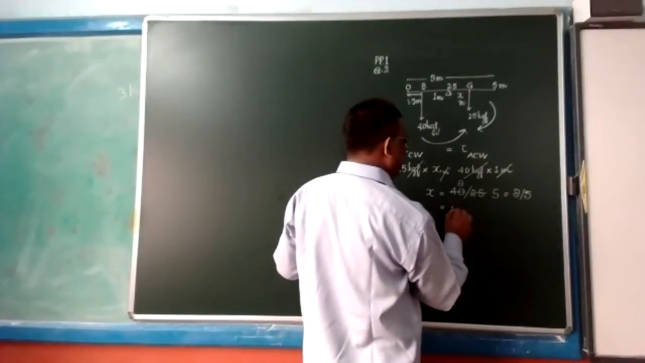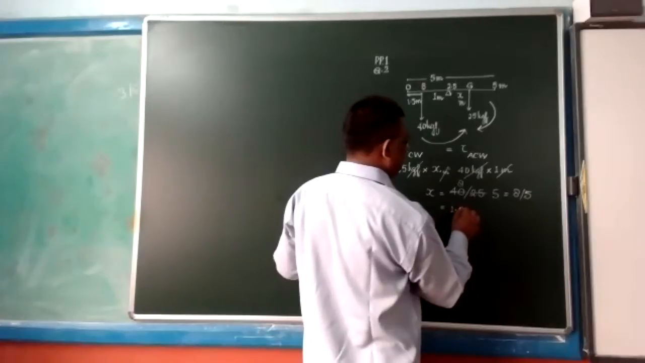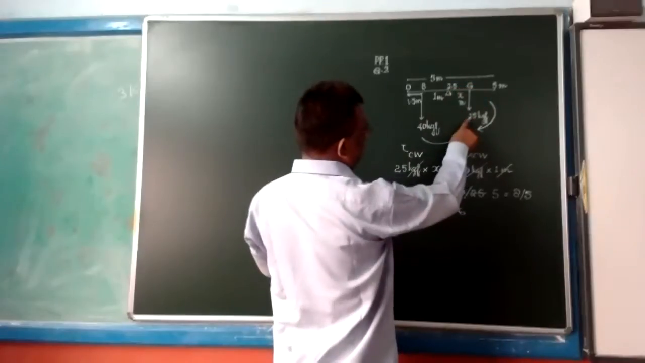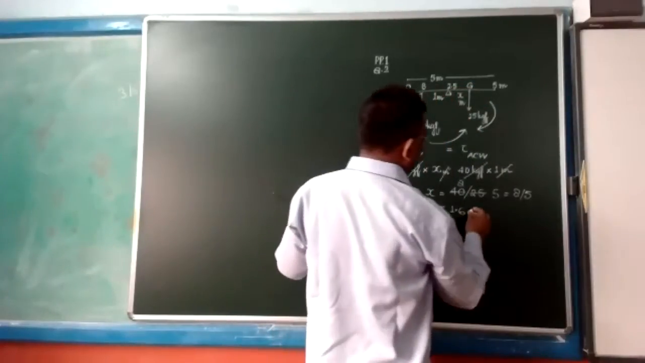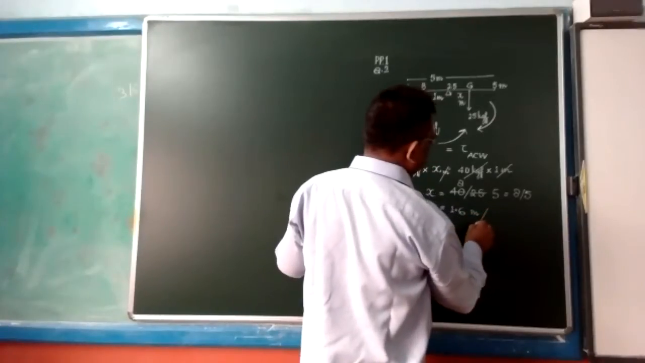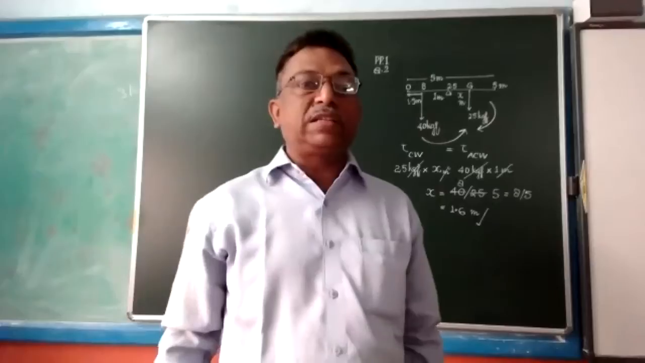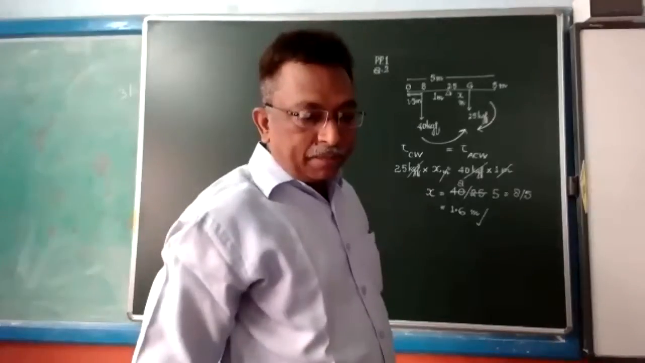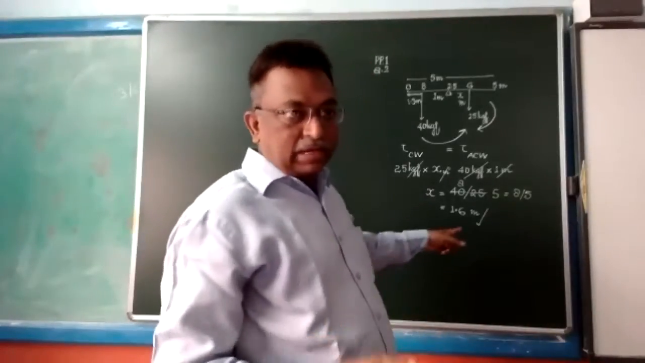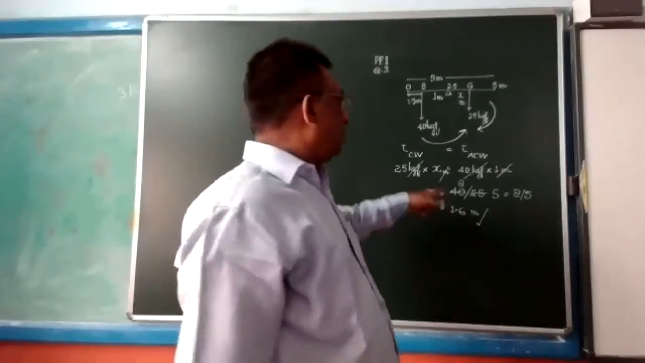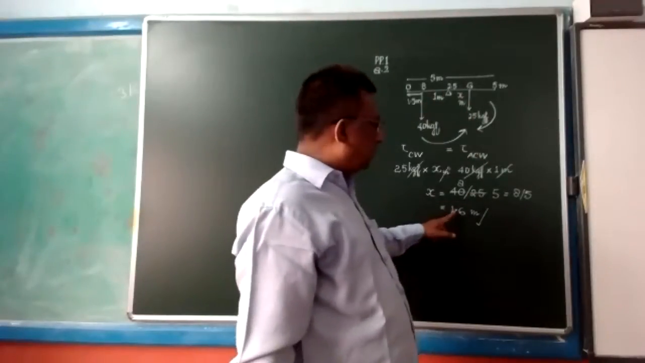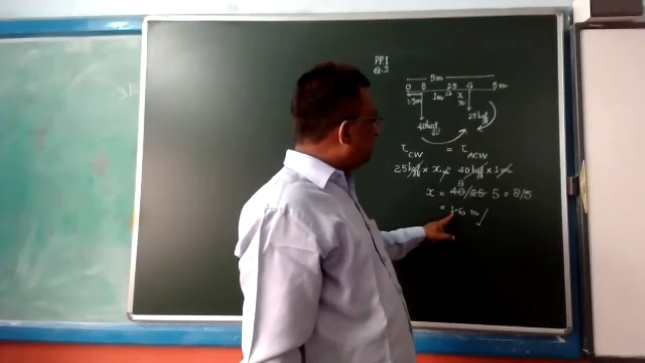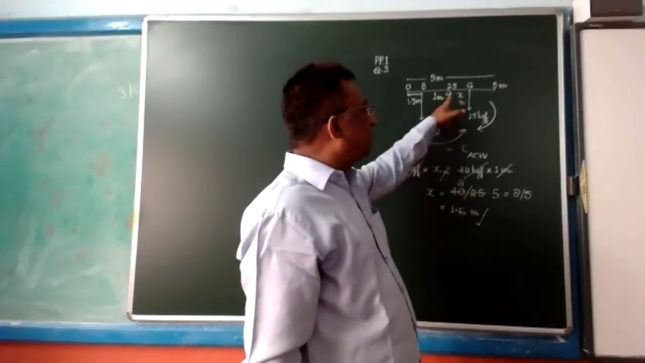So it is 1.6. x is the distance of the weight of the girl from the fulcrum. So it is 1.6 meter. The answer may be expressed as, okay, that this is also the answer. I tell you, Mansi Pandey. So the girl must sit on the other side of the fulcrum at a distance of 1.6 meter from the fulcrum.